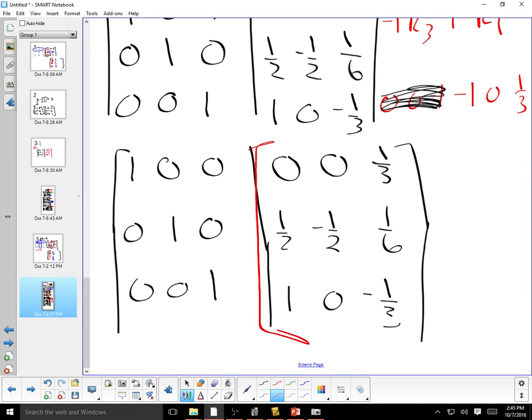This, my friends, is the inverse matrix. But you see how the left side now looks like that identity? Yeah. But there it is.